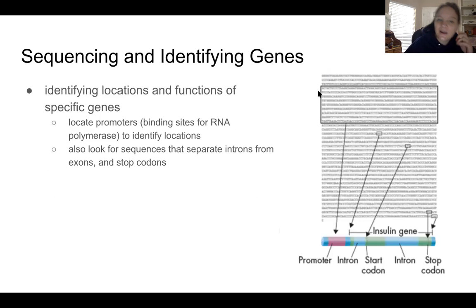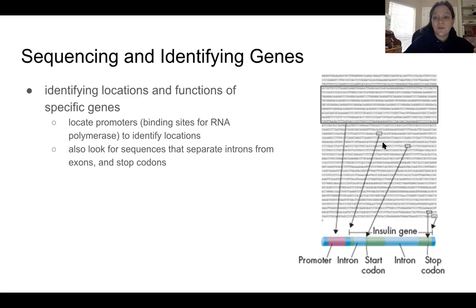They also identified and located several genes. So the first thing they would have to figure out to identify where a gene is, is to look for these promoter sequences. So we talked about promoters in chapter 13, I think it was. The promoter is where the RNA polymerase binds to start transcription, right? So that's going to be where the gene starts, is with the promoter.